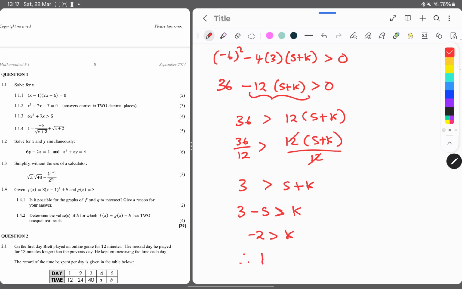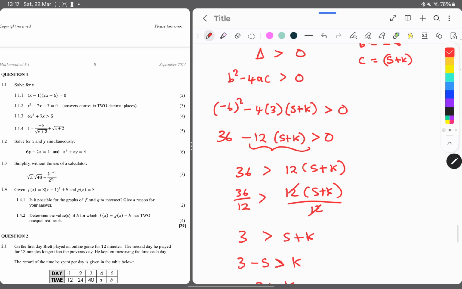So therefore, when k is less than minus 2, we'll have two unequal real roots. But guys, we're going to have videos doing all these types of questions independently, where we're just dealing with 1.1.1, then 1.1.2, and so on. This is just an intro, and also to check how you guys receive this.